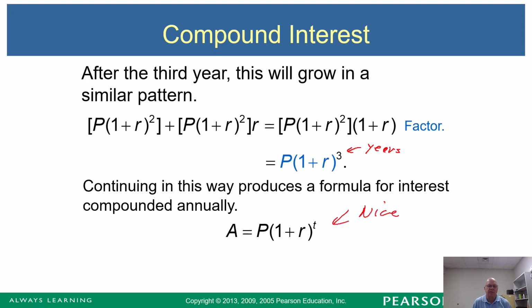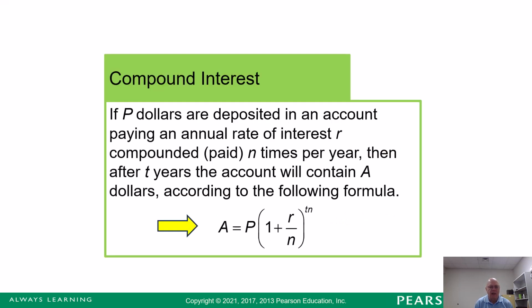Nice formula. However, it's not the one to remember because this is a specific one. This is for when it's compounded annually. If it's compounded semi-annually or monthly or something else, this one won't do the job for you. What you want is this formula right here, and it'll work for the annual one as well.